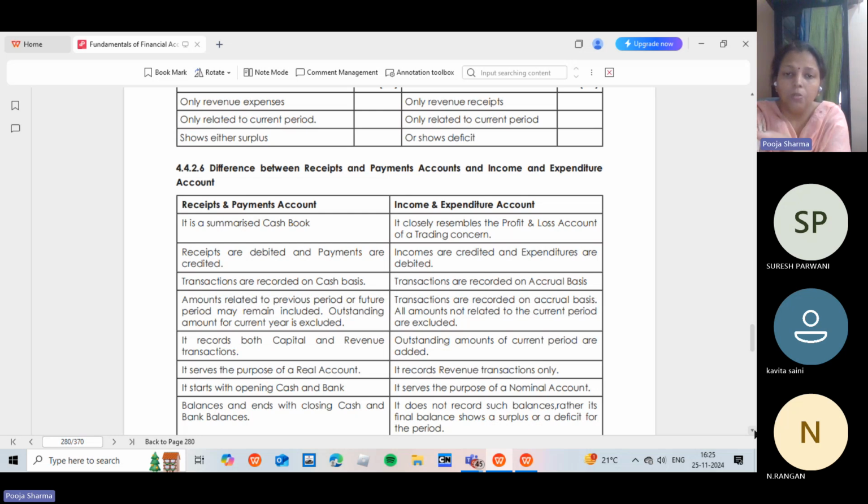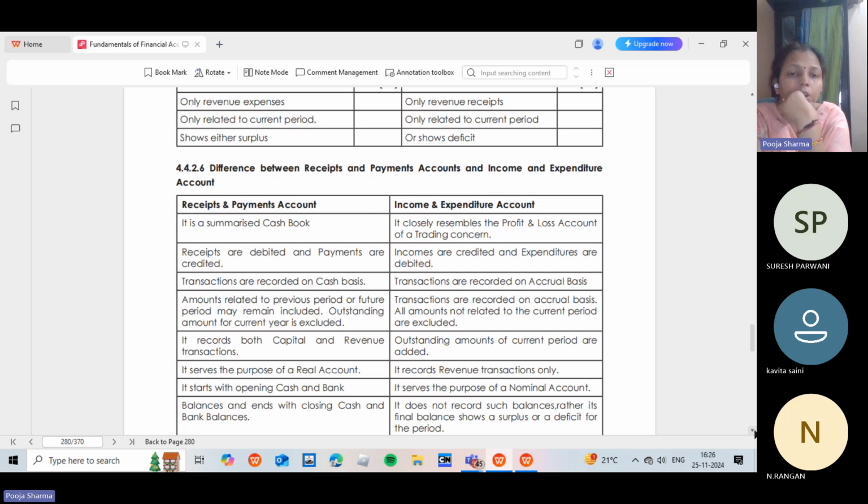It is a summarized cash book. It closely resembles the P&L account of a trading concern. As we prepared for the trading concern, first we prepare the trading account, and after that we prepare the P&L account. So it is similar, only revenue nature items related to the current year period are included.